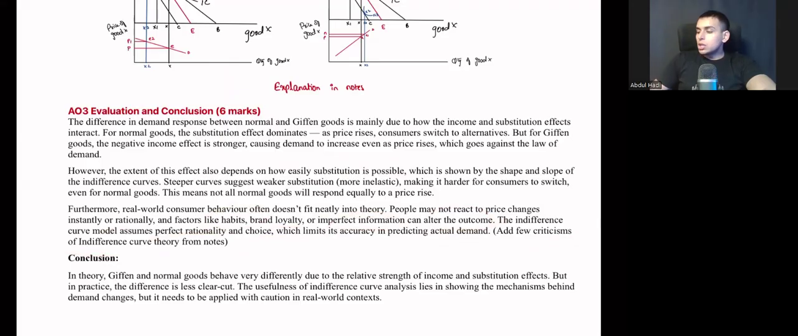All right. So in conclusion, in theory, Giffen and normal goods behave very differently due to the relative strength of the income and substitution effects, but in practice, the difference is less clear cut. The usefulness of indifference curve analysis lies in showing the mechanism behind demand changes, but it needs to be applied with caution in the real world.